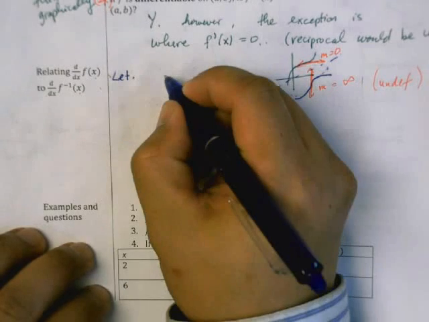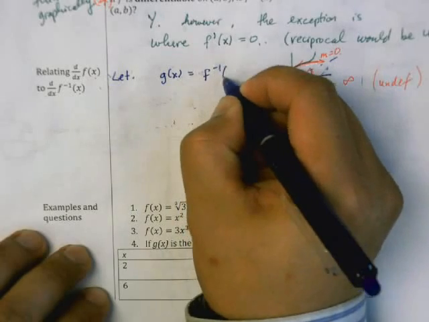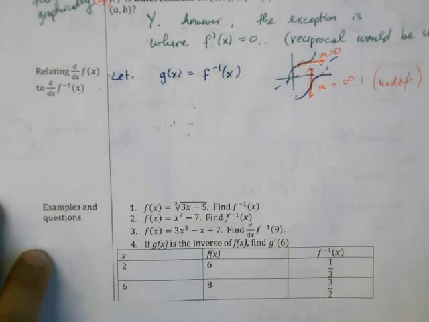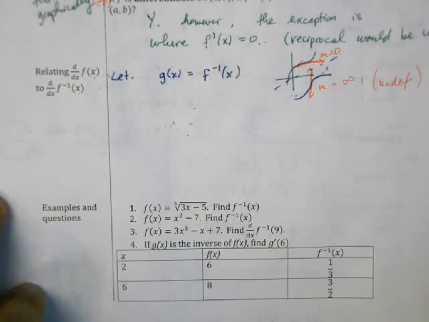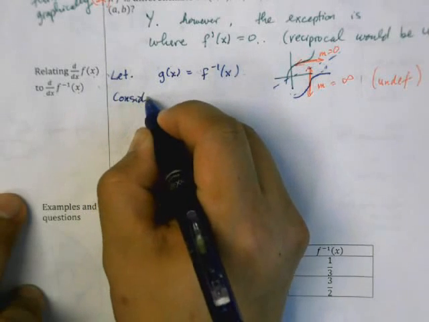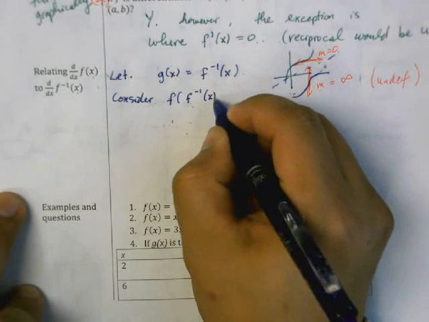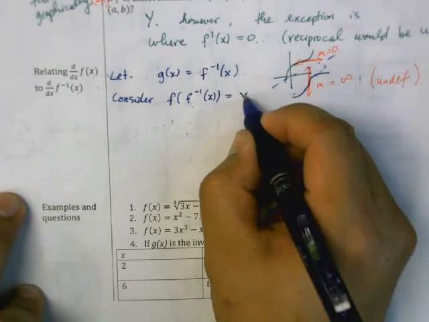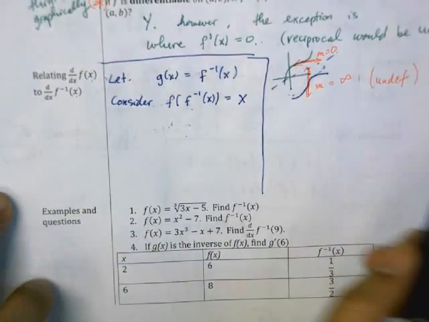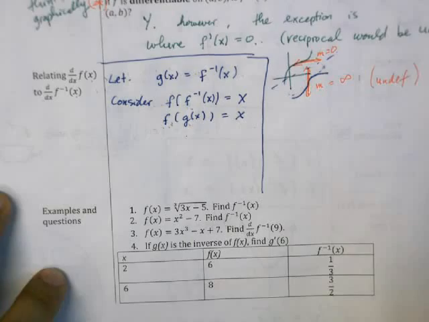some facts, okay? Let g of x be equal to the inverse of f of x. So let's say you have a function f of x and g is the inverse of f of x. So what we can do here is let's consider f of f inverse. So we know that this is in fact equal to x. This is one of the properties that we had before. So make a quick substitution. f of g of x is in fact equal to x.